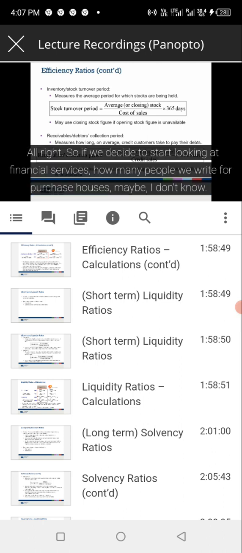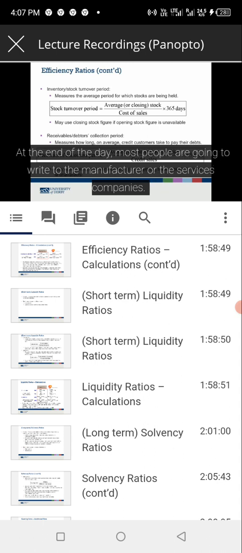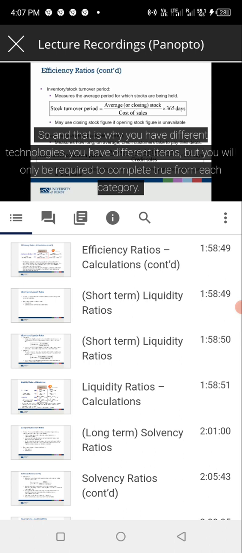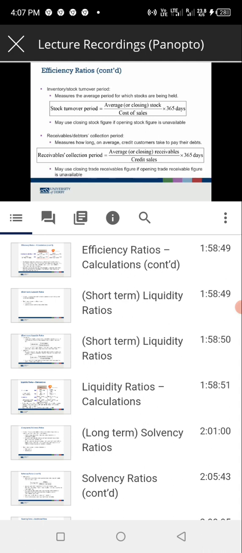If we decide to start looking at financial services, not many people will write on financial services. Out of almost 300, maybe less than 10 people will write on financial services at the end of the day. Most people are going to write on manufacturing and other services companies. Is that okay? That is why you have different terminologies and different items, but you will only be required to calculate 2 from each category. So you will always find 2 to calculate. Is that okay? All right.